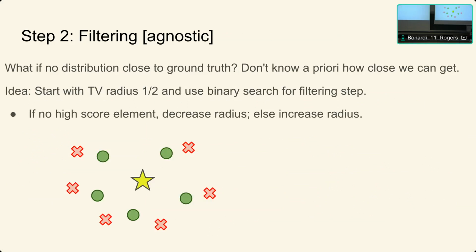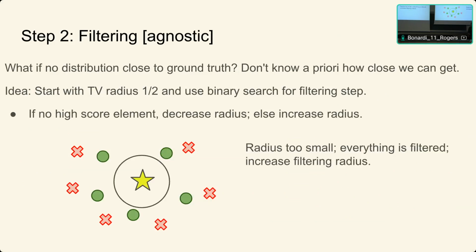Okay, so I do want to go back and mention one thing about the filtering step, which is that since we're in the agnostic setting, we don't know how close we might be to the ground truth a priori. The main idea to get around this is to do some sort of binary search. So for example, we might start with this radius. Then we try to compute the high score elements, and we realize that there aren't any high score elements. So in this case, the radius is too small.